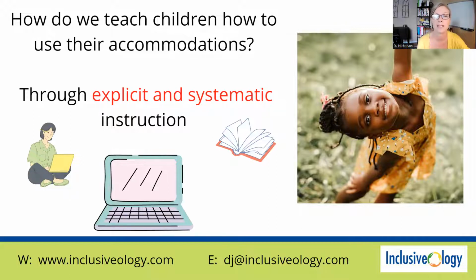And we do that through explicit and systematic instruction. What that means is that there's a teacher that is modeling how to use the accommodation. They are then supporting and guiding the child in using the accommodation. And then they're releasing the child to use the accommodation on their own with some support, so that the teacher can provide some constructive feedback, some corrective feedback, so the child can really understand how to use the accommodation, but then also understand why they're able to use that. And so it's really important. We have to teach kids how to use their accommodations.